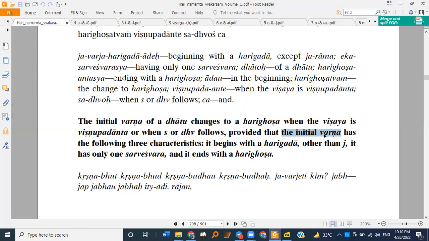So provided that the dhatu has the following three characteristics. What are they? It begins with a harigada. So for example, in Krishna Budh, Ba is a Harigada. Okay, done. Other than Jarama, it has only one Sarveshwara. Budh, only one Sarveshwara. And it ends with the Hari Ghosha. Dha is a Hari Ghosha. So thus, these three requirements are getting fulfilled.